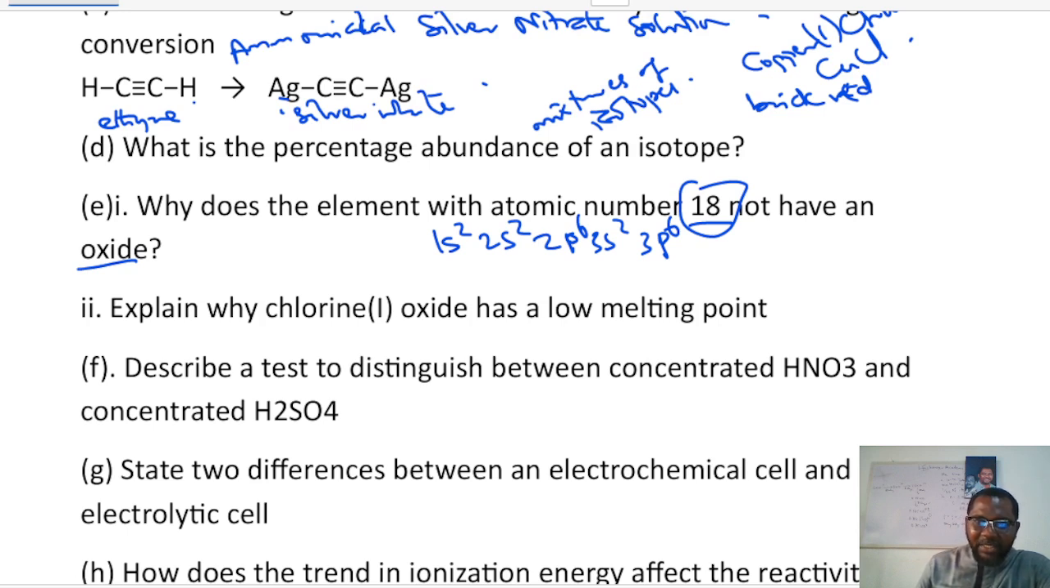Van der Waals force is usually affected by molecular mass. The lower the molecular mass, the lower the van der Waals force. The higher the molecular mass, the higher the van der Waals force. So having a low melting point simply means it has weak intermolecular force. That's the only explanation to that.